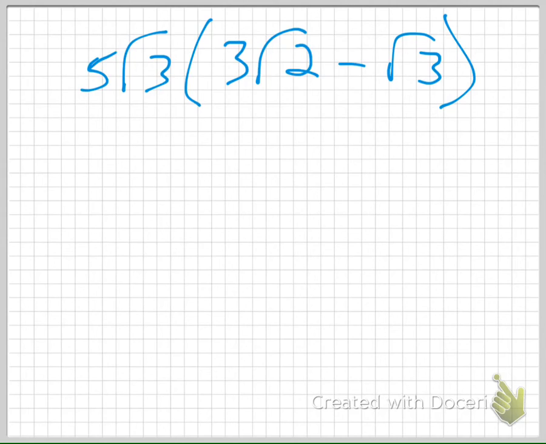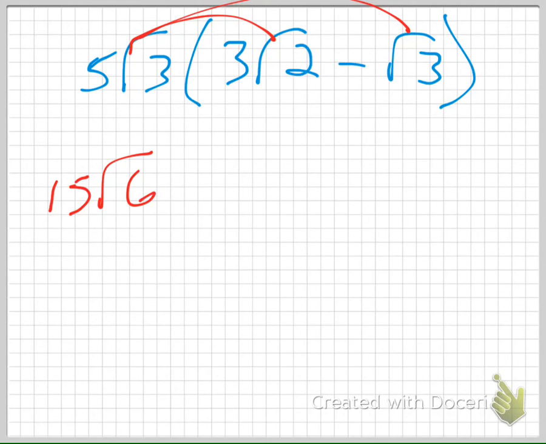We're just going to distribute this. Rainbow, rainbow. What is 5 times the square root of 3 times 3 times the square root of 2? That is 15 times the square root of 6. Can that be broken down into something smaller? 15 times the square root of 6? No. I mean, it would be 15 times the square root of 3 times the square root of 2, which is still square root of 6.